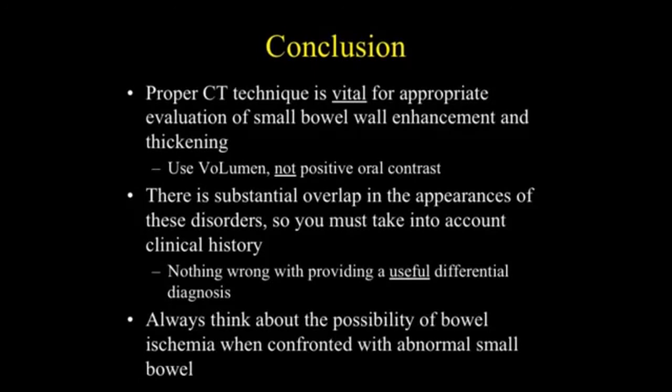I've always been worried about this diagnosis. I'm always scared of missing this diagnosis because this is a diagnosis, if missed, that can really result in a patient's death. So anytime you're confronted with abnormal small bowel, make sure you're at least thinking about the possibility of bowel ischemia and make sure that you carefully evaluate both the SMA and the SMV in every single patient who presents with acute abdominal pain.